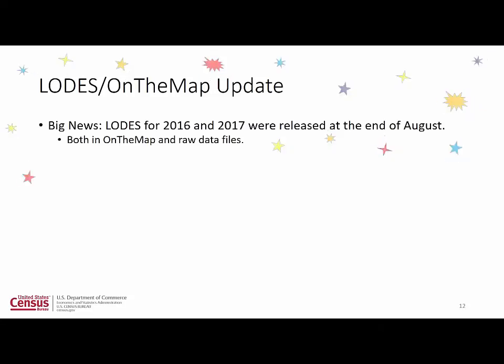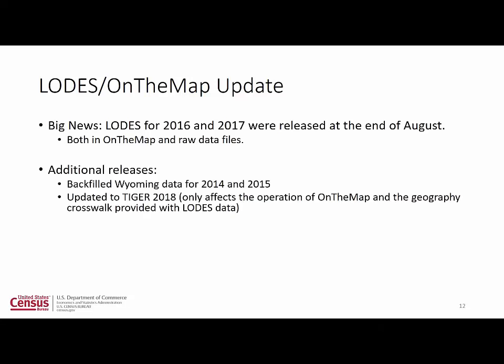So the big news, and Erlene mentioned this at the beginning of the session, is that LODES for 2016 and 2017 were released at the end of August this year. There had been a delay on 2016 and 2017 data. We were able to put them out at the same time. Both years are now available in OnTheMap and in the raw data files. Additionally, we backfilled Wyoming data for 2014 and 2015.